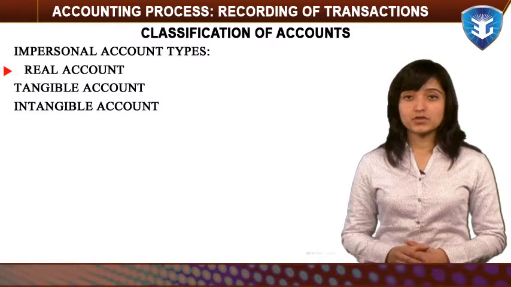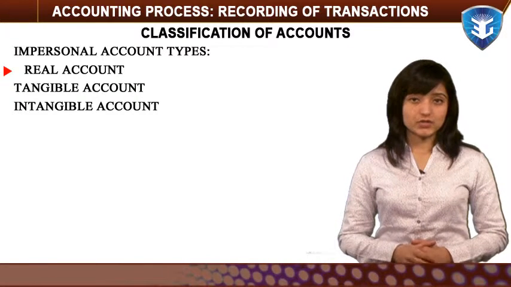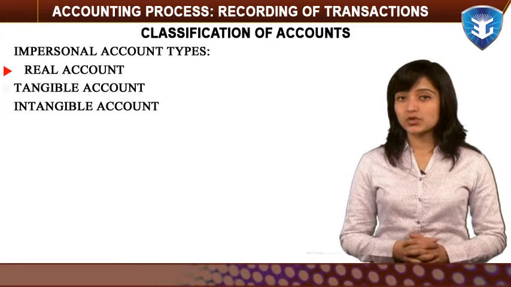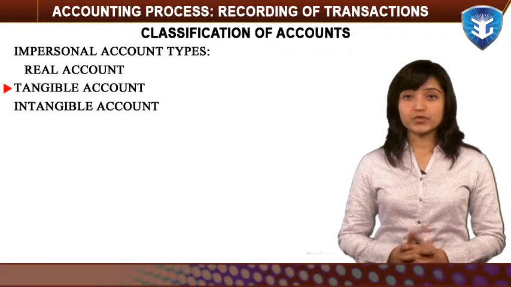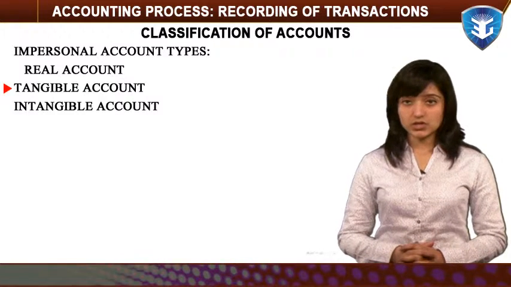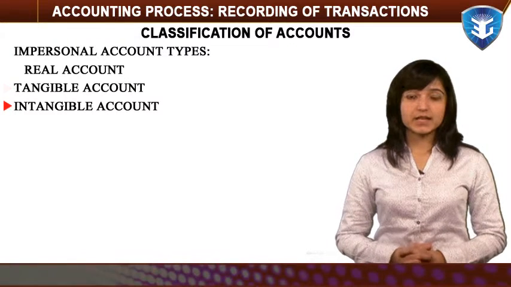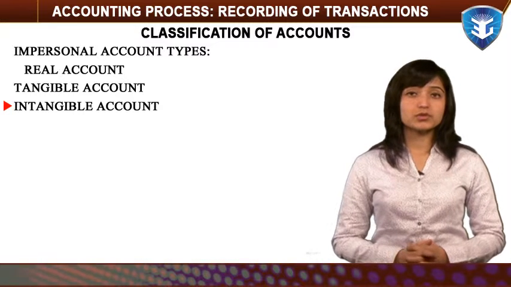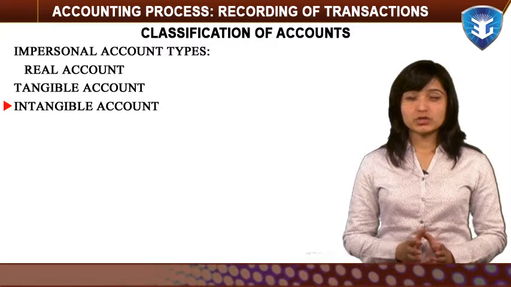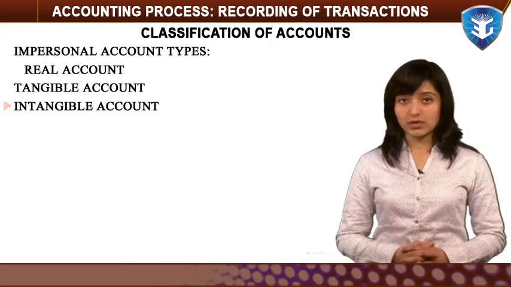Real account refers to accounts that record transactions related to a property or an asset such as furniture, land or house. Real accounts are also classified into two accounts. Tangible account refers to accounts related to assets having a physical existence that can be touched, seen, measured, purchased and sold. Intangible account refers to accounts related to assets that cannot be perceived by the senses, but measured in terms of value such as goodwill, patents, trademarks and copyrights.